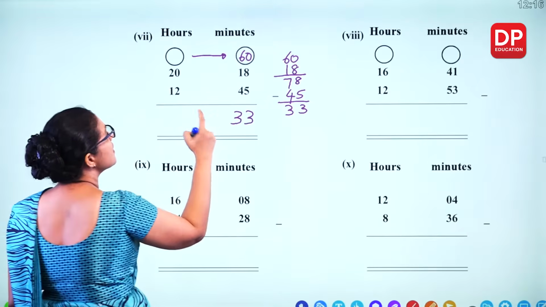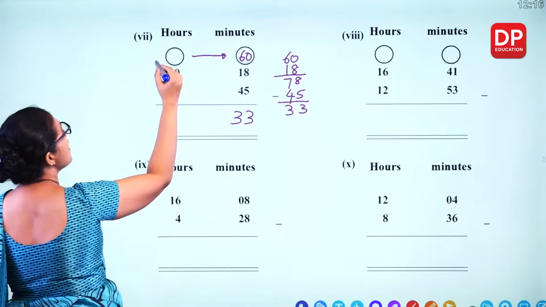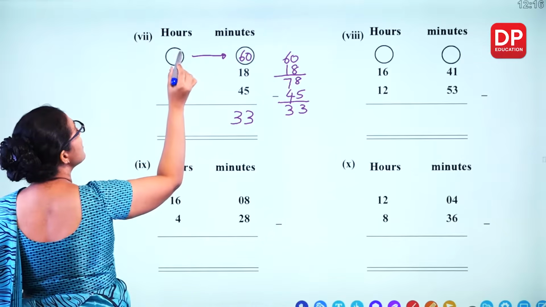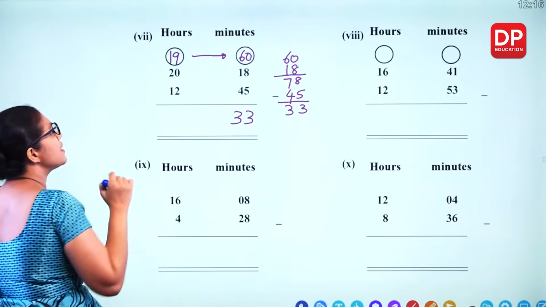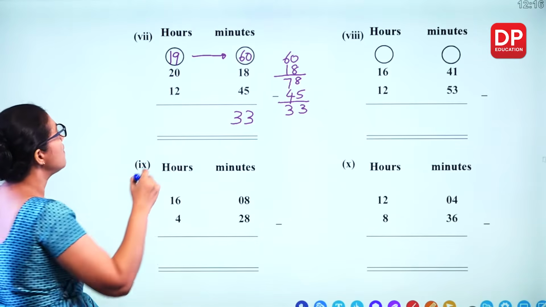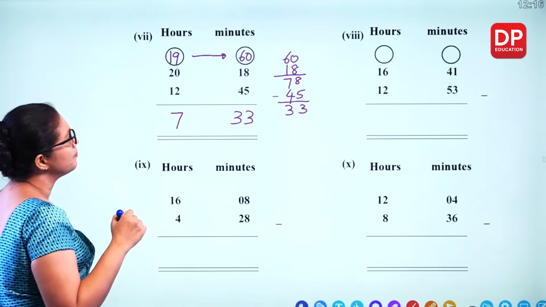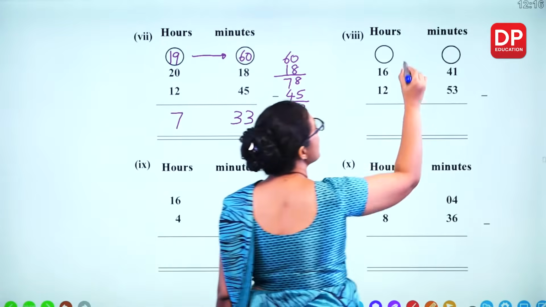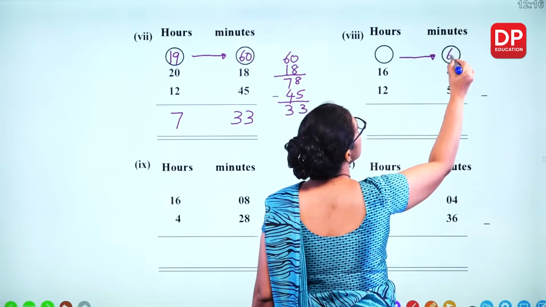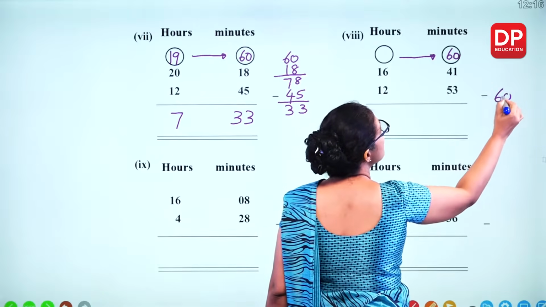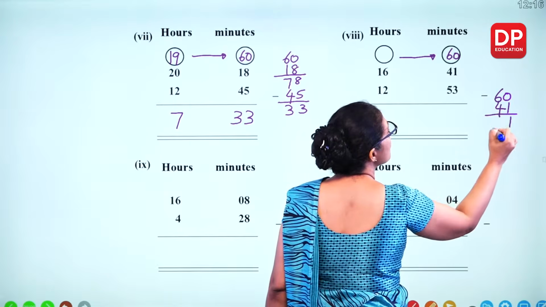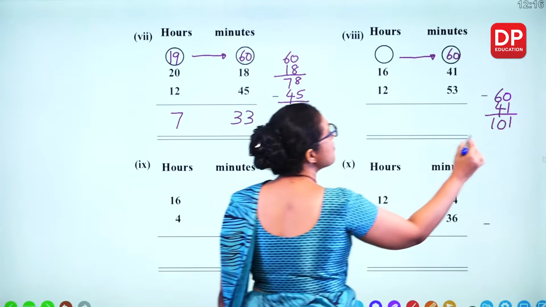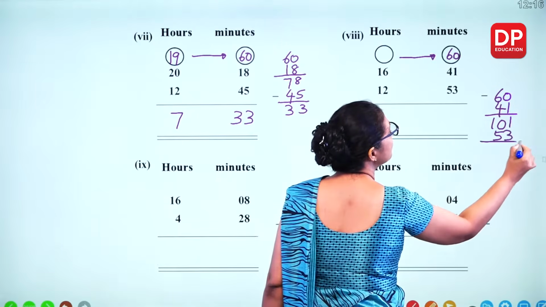33 minutes. Now here earlier 20, now we have already taken 1, this becomes 19. 19 minus 12, that's 7. This one, 41, you can't subtract. So take 60. 60 plus 41, you get 101. Subtract 53 from that.